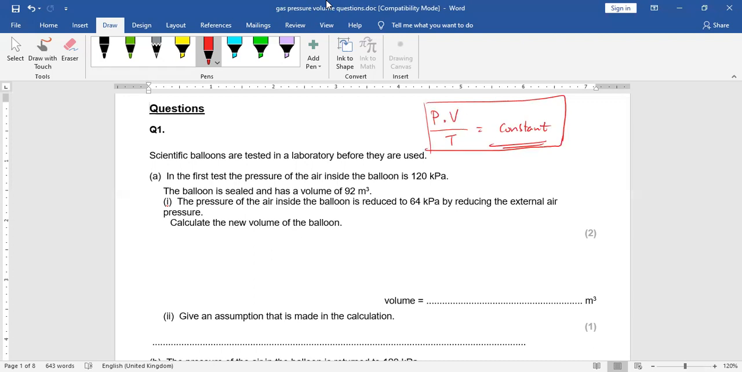So we have to rearrange and substitute into the given formula. So this is the formula, right?